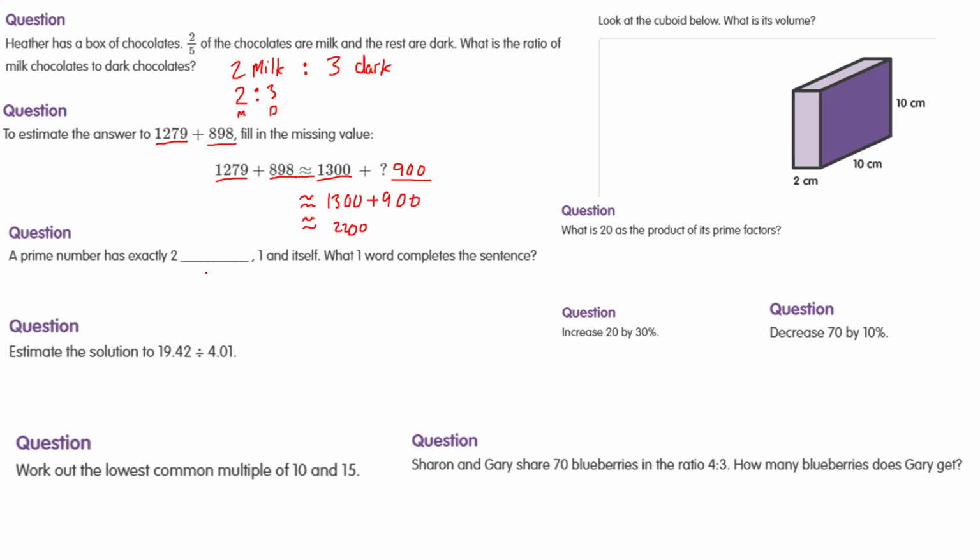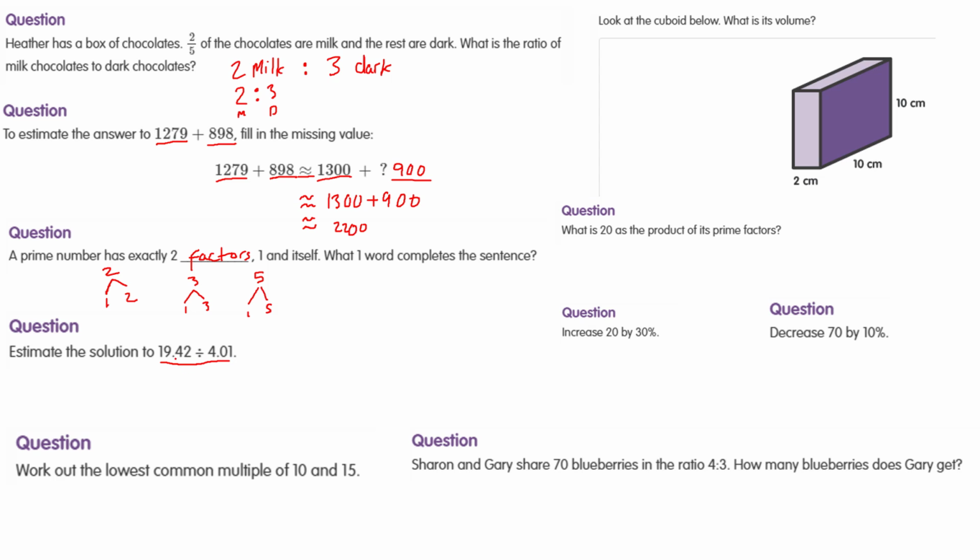A prime number has exactly 2 what? You should know this. If you remember, it has exactly 2 factors. So for example, the number 2 is a prime number because its factors are 1 and 2. Factors of 3 are 1 and 3. Factors of 5, 1 and 5. It's got exactly 2 factors. We have done that a lot.